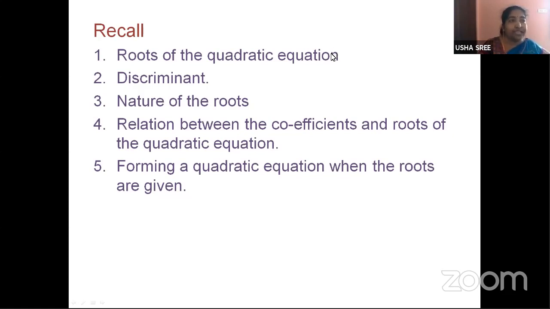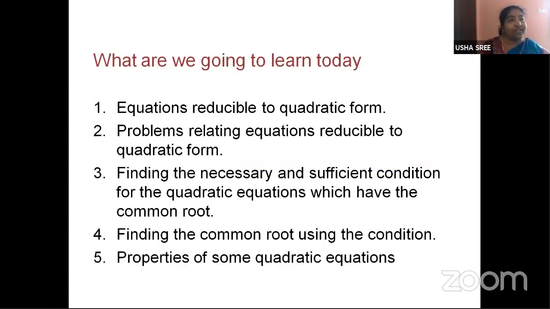So yesterday we have seen some example problems based on each of these concepts. Not only that, we have seen some practice problems. Hope that you have practiced them, you have worked out, and maybe you are ready with your solutions also. Now, what are we going to learn today? We are going to learn equations reducible to quadratic form. That means if an equation is not in a quadratic form, then how to reduce it to quadratic form?